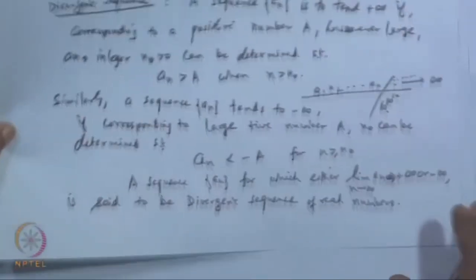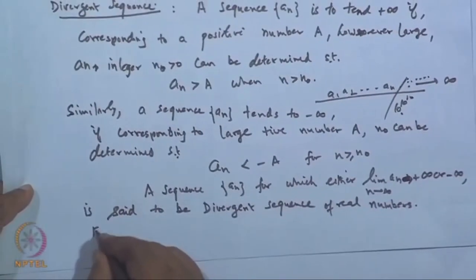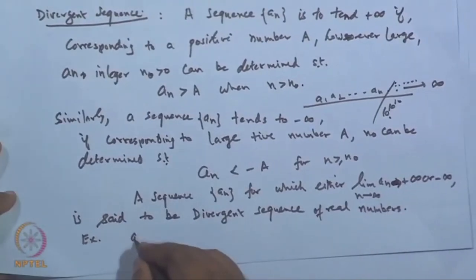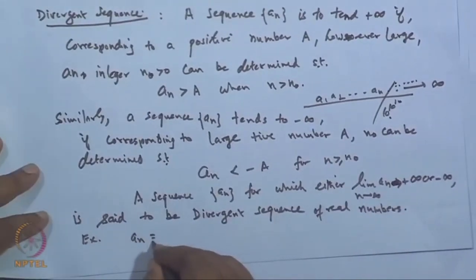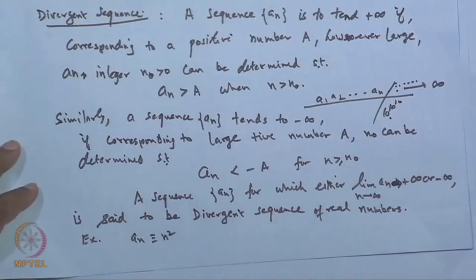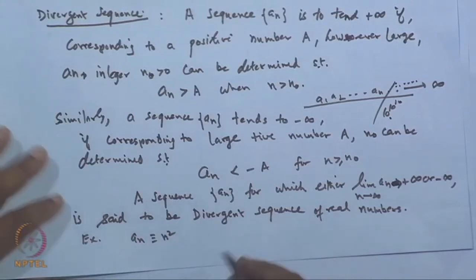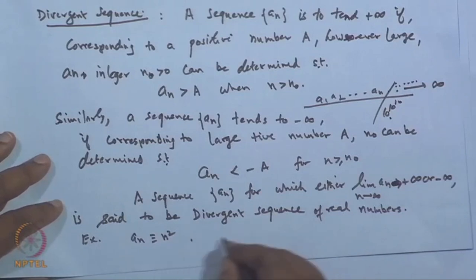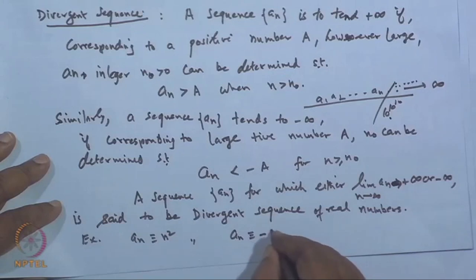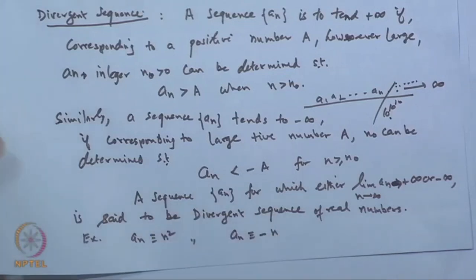Okay. For examples, suppose I take a_n, the sequence n square, this will diverge. Similarly, other sequences also you can say will diverge to plus infinity. If I take a_n equivalent to say minus n, it will diverge to minus infinity, like this and so on. Okay. Then, oscillating sequence.